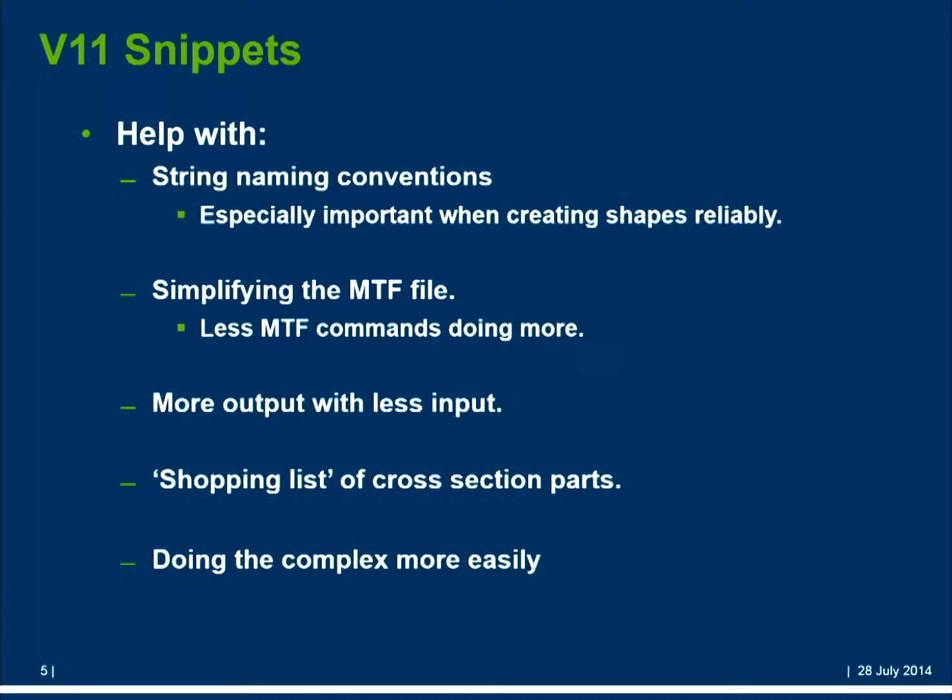What these snippets should help us with is getting the string naming conventions consistent, because each snippet will act like a bit of a shopping list for us where we bolt some things together, so different snippets will rely on the string names in other snippets in order to get that hanging together and working properly. It should simplify the MTF file, because instead of about 100 commands to achieve an outcome, you should be able to just pull in 7 or 8 snippets and have things, we hope, work. And it also allows us to do the complex more easily.